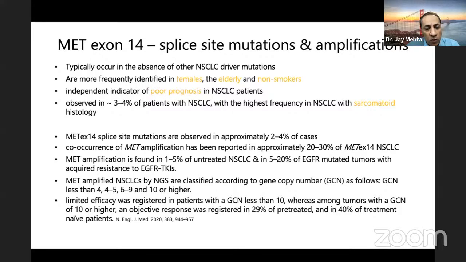The thing for a medical oncologist to look out for in the MET-amplified tumors in the NGS report is the gene copy number. If the gene copy number is more than 10, that's what is important for you to understand, because in this NEGM study, they said limited efficacy was registered in patients with a gene copy number less than 10. Whereas if you had a gene copy number more than 10, an objective response was registered in about 29% of pre-treated and about 40% of treatment-naive patients. So if you do get a MET amplification, please look out for the gene copy numbers.